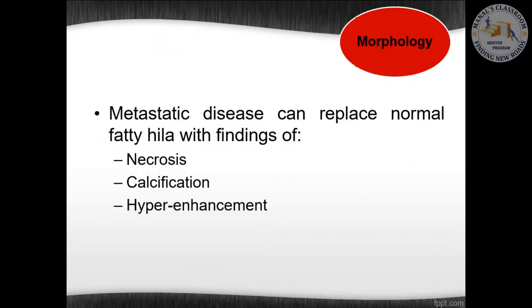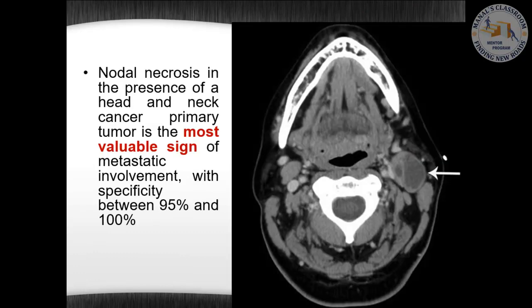Next, after the size, we have to assess the morphology. Metastatic disease can replace the normal fatty hilum with necrosis, calcification, and hyperenhancement. The most valuable sign is to find a necrotic lymph node. This is a sure sign, 95% up to 100% for malignancy. So this one shows a necrotic center. So if we have a primary, we go for metastatic lymph nodes.